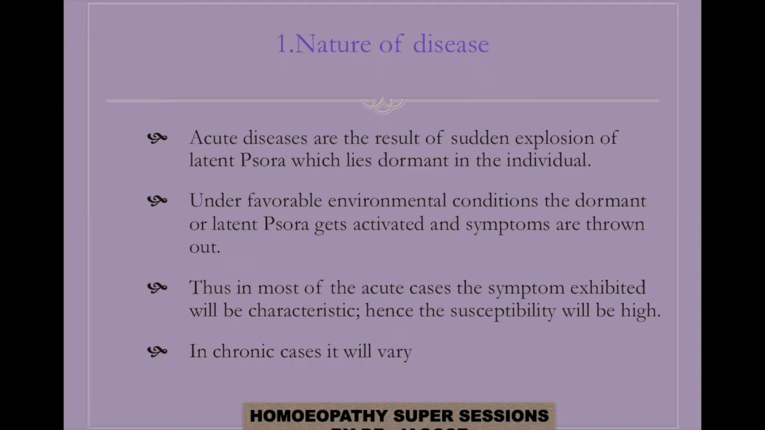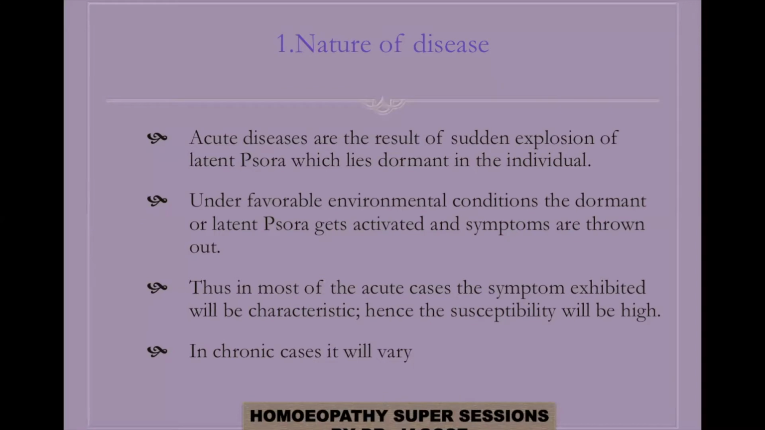So the first point, nature of the disease. Acute diseases are the result of sudden explosion of latent psora which lies dormant in the individual. In all my previous videos, I have told you the acute diseases come up suddenly. Why? Because the psora which is latent, slumbering, or inactive lies dormant, and all of a sudden it gets into activity because of the environmental factors which are acting on the host. So under favorable environmental conditions, the dormant or latent psora gets activated and the symptoms are thrown out.